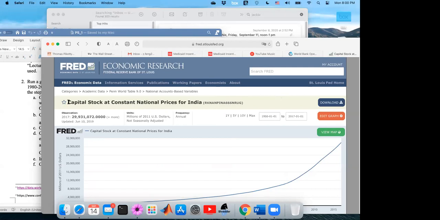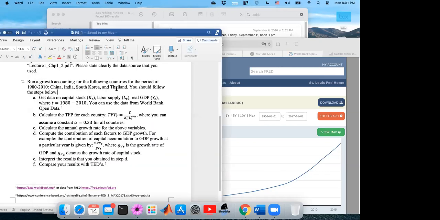For capital stock, what you need is just to look at this variable. Certainly you can find a better variable, but this is one variable you can use, right? So this is capital stock. Now we look at labor supply.